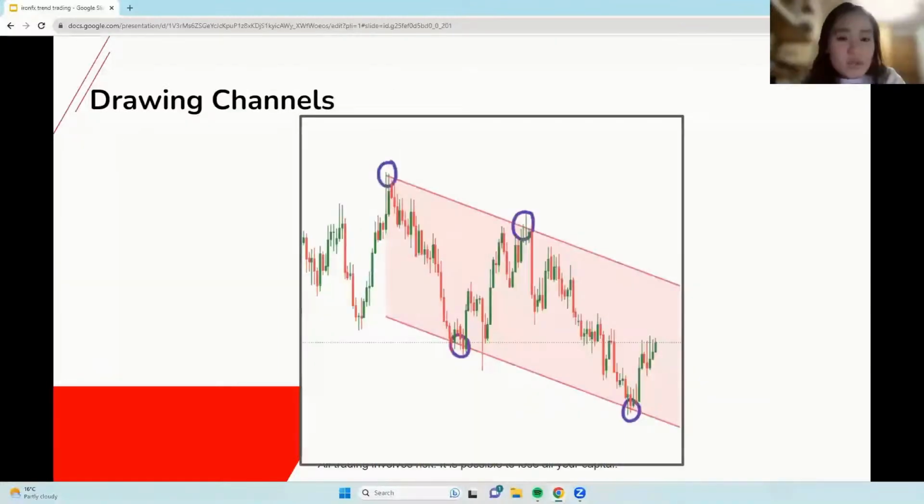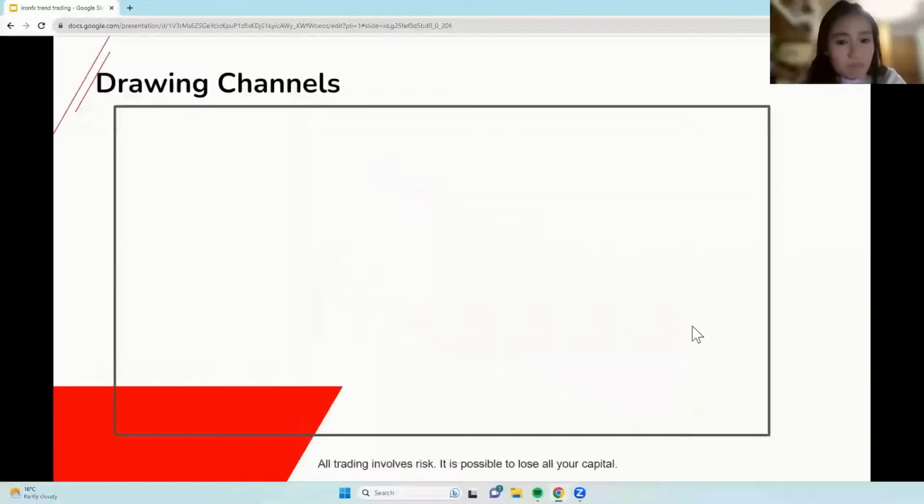Okay, so here are some examples. We have a descending trend channel here. Remember, 2 touches on top, 2 touches below. And once again, take note of how clear the charts, or rather how clear the price movements should be.